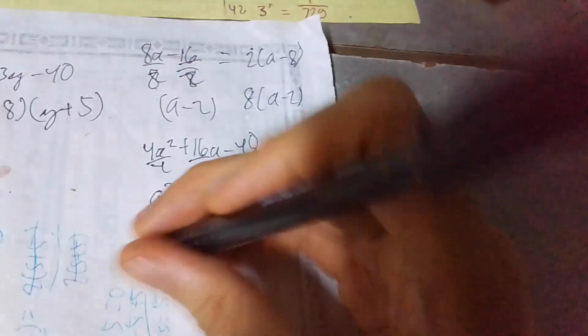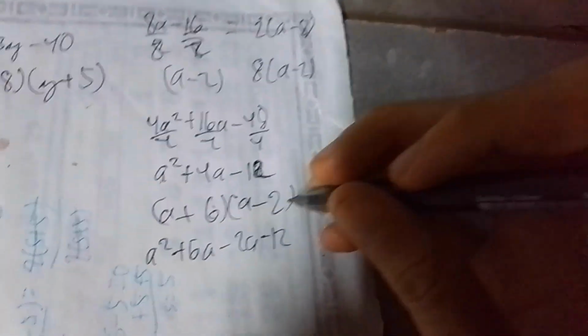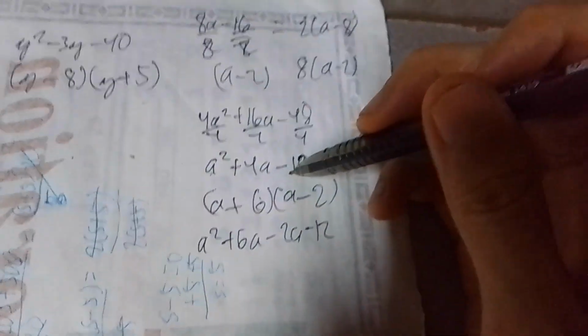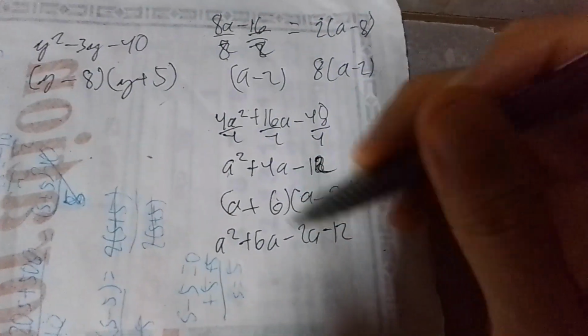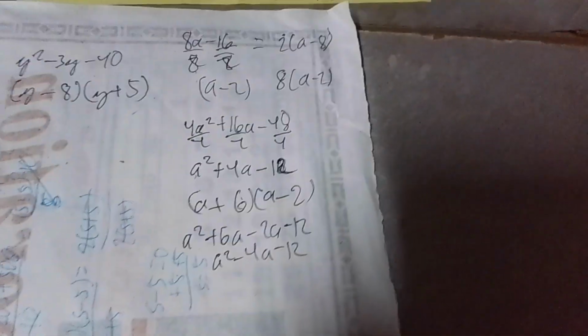Double check. A times a is a squared. 6 times a, 6a. 2 times a, 2a. The foiling method. Okay? Remember, first, outer, inner, last. Then, combining like terms, we have a squared plus 4a minus 12. Correct. And that's exactly the one. So therefore, the factored form of this equation is this.